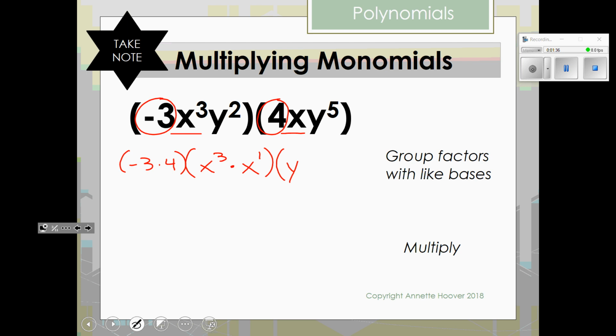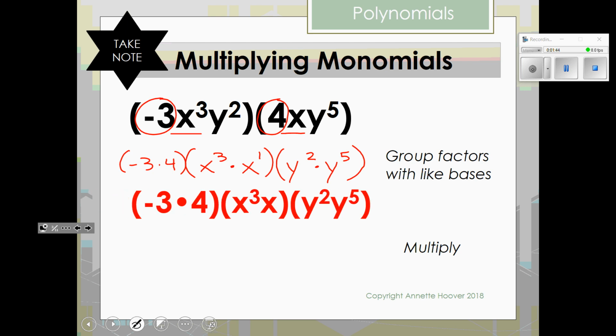And then we can group together y squared times y to the 5th. When we multiply each grouping together, we're going to get -12 x to the 4th, because we add our exponents, and y to the 7th. We added our exponents.